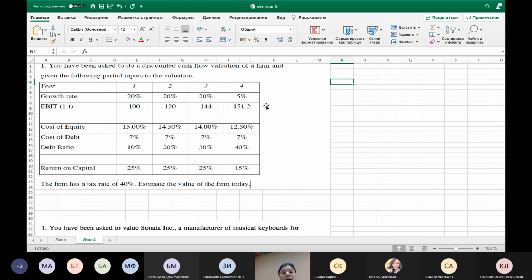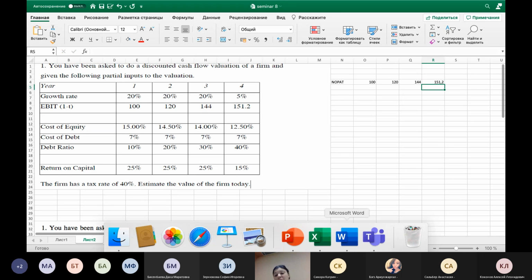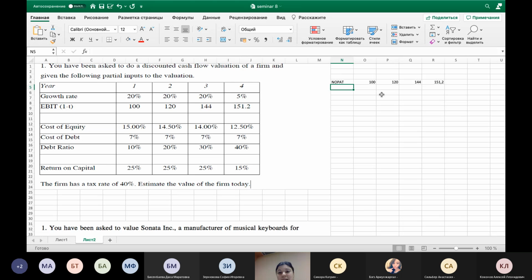And we have growth rate. We have EBIT minus tax. In other words, it will be NOPAT. Let's only copy the values of our NOPAT: 100, 120, 144, 151.2. Our NOPAT, or our EBIT, multiplied by 1 minus t.